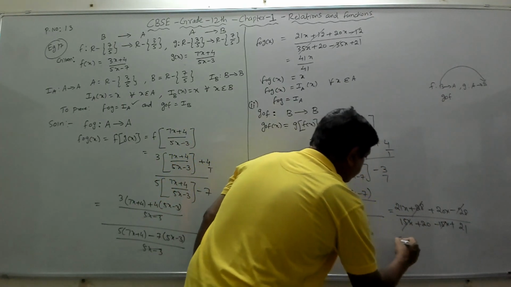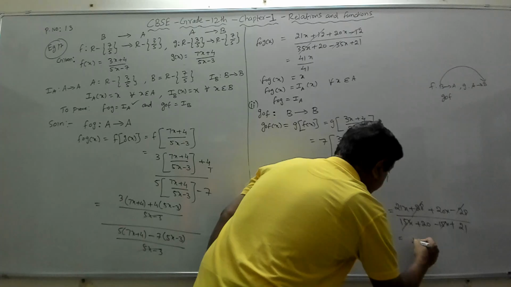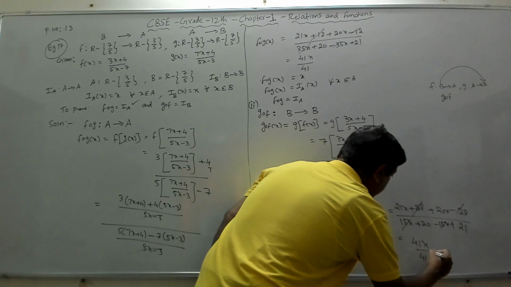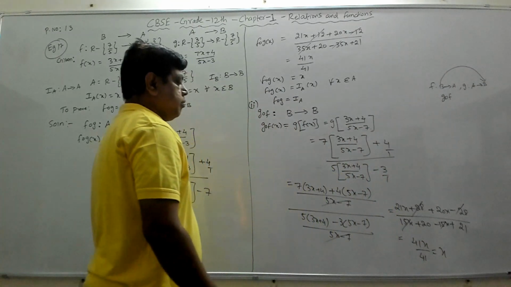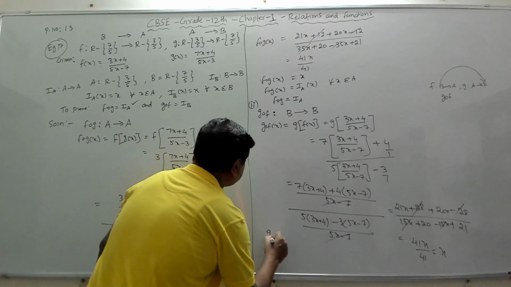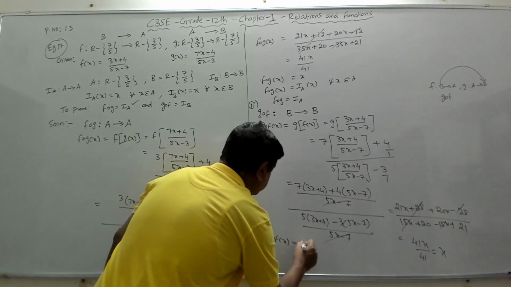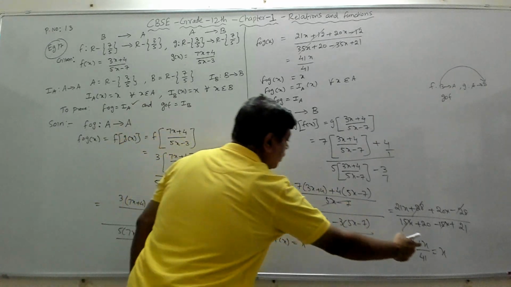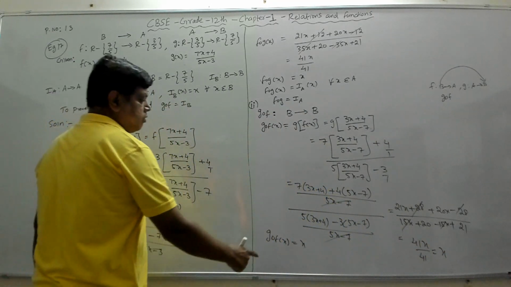So finally what we get? We get 41x by 41. Again we got x. So what we have got now? We have got g of f of x is also x. g of f of x, finally we got it as x. So g of f of x is x.